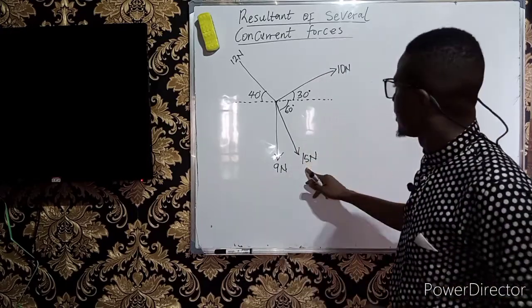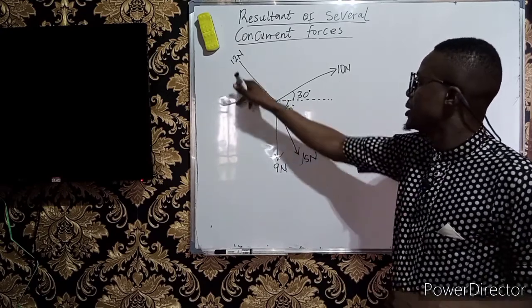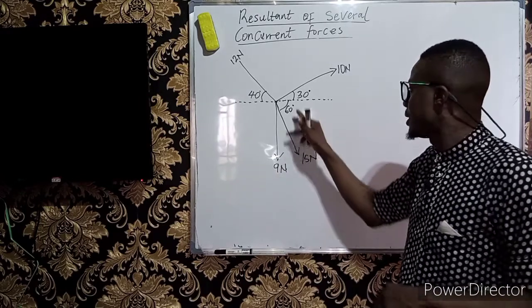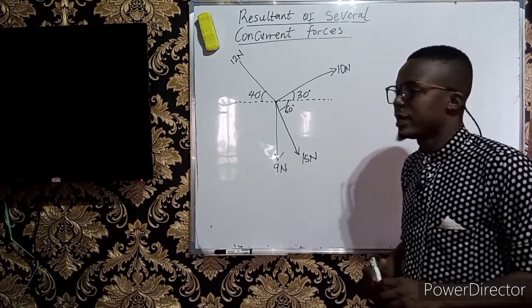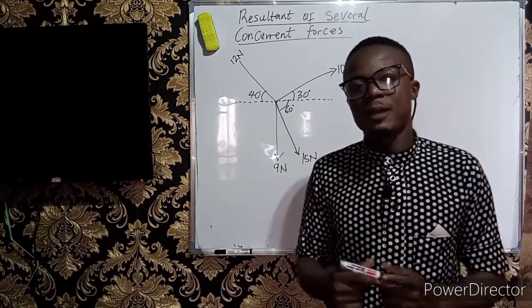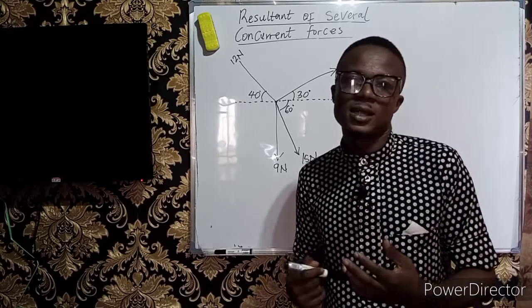For example, here you can see that this force is inclined at 60 degrees to the horizontal, this one is 30 degrees, this one is 40 degrees. So you should get the angle to which they are all inclined at the horizontal. Again, be careful whenever you're talking about the vertical component and the horizontal component. Make sure you consider their signs.